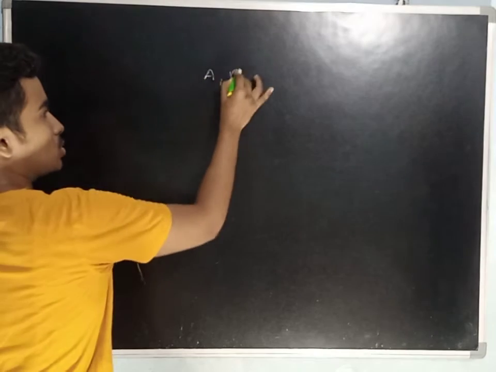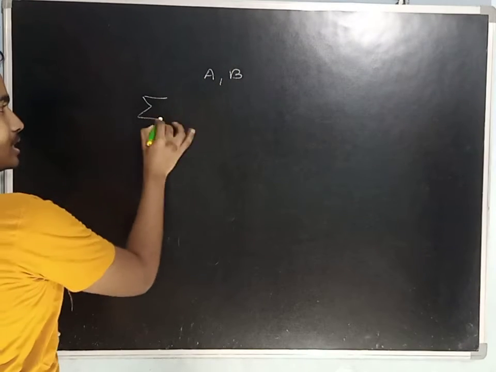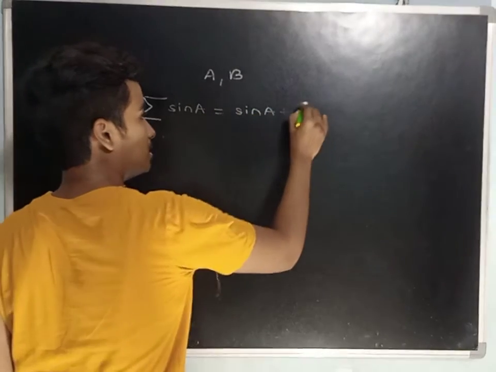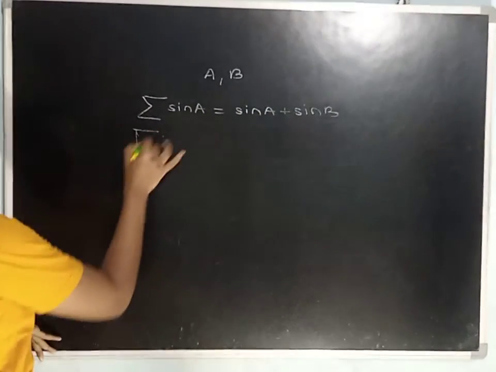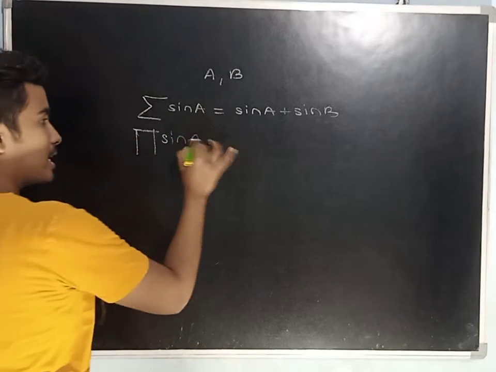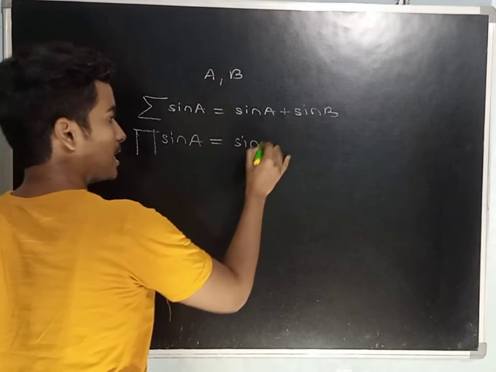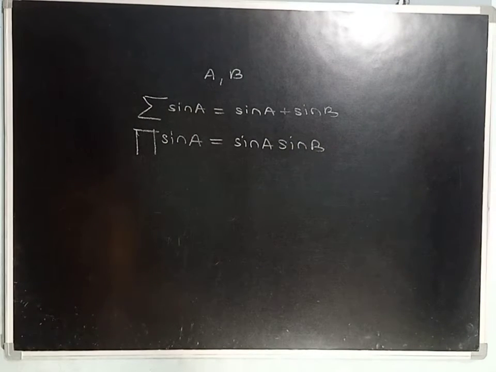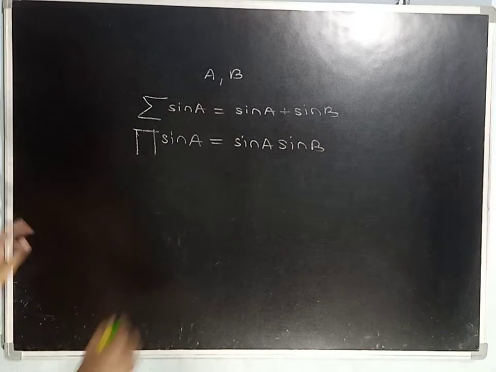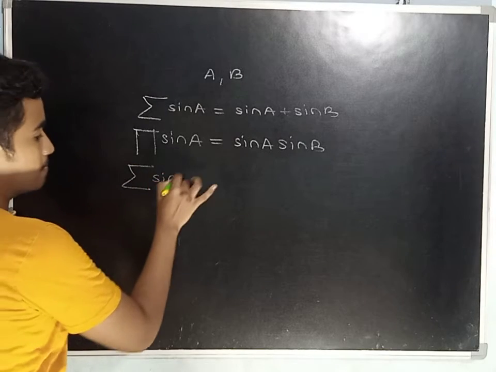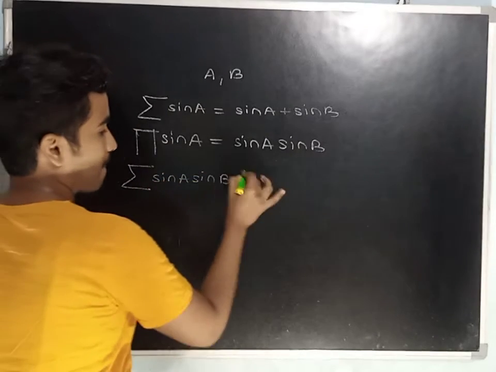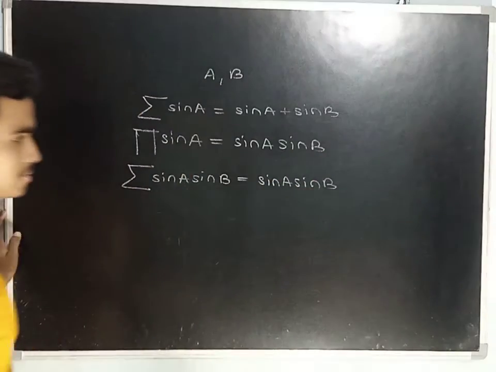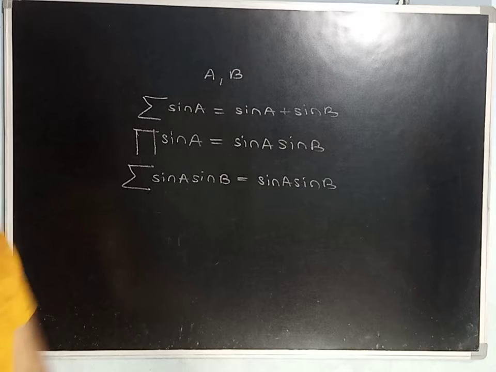Suppose let me consider two angles A and B. Sigma sin A can be written as sin A plus sin B. Similarly, capital Pi sin A is nothing but sin A into sin B. Sigma sin A sin B is nothing but sin A sin B, because we have only two angles.